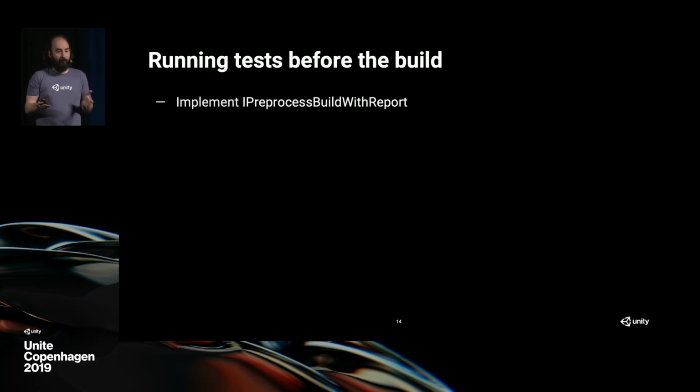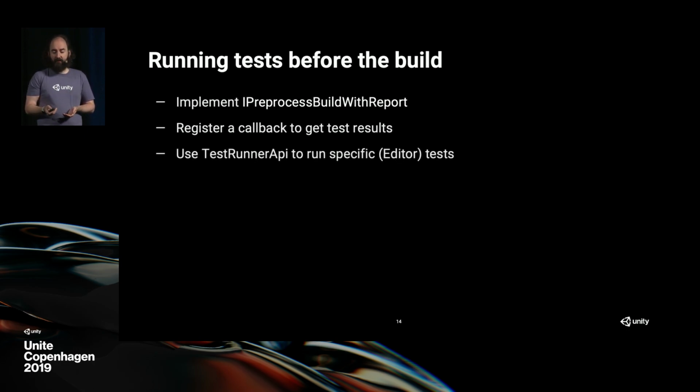Firstly, if you're going to do anything before the build, you implement it using the preprocess build interface, same way as you might implement any other kind of build preprocessing. You register a callback to get the results, as usual. You use the TestRunner API to run specific edit mode tests, because you can't go into play mode in the middle of a build. And yes, filtering by category is a very good idea at that point. You want to pick the specific test, like your pre-build validation test category or something like that. And you run these synchronously.